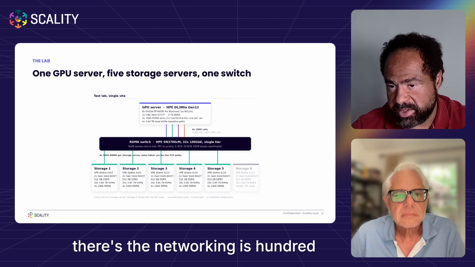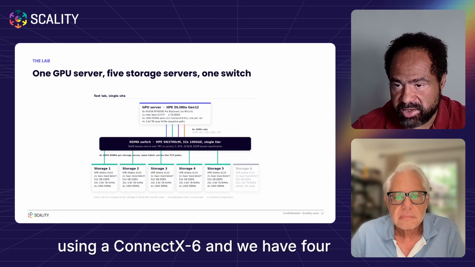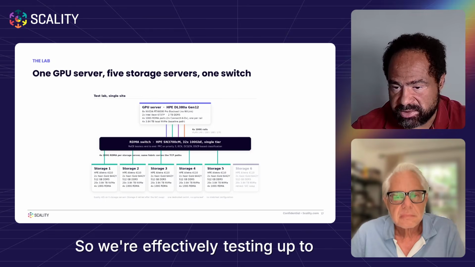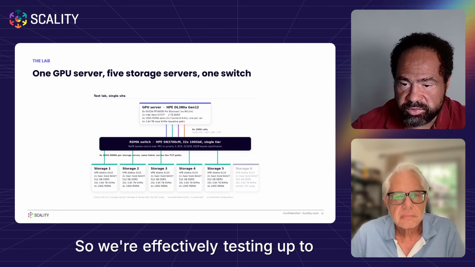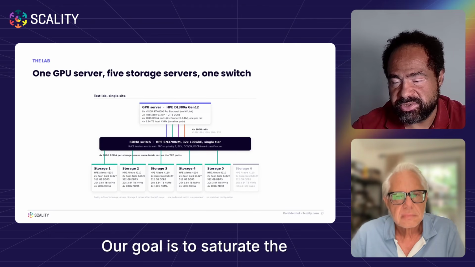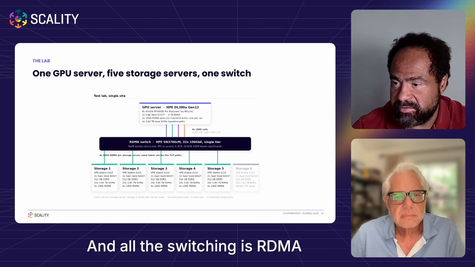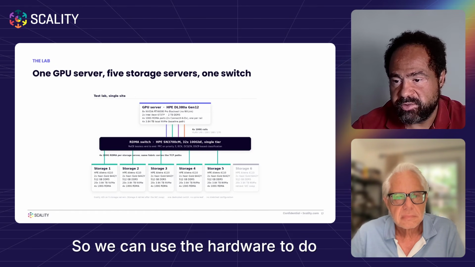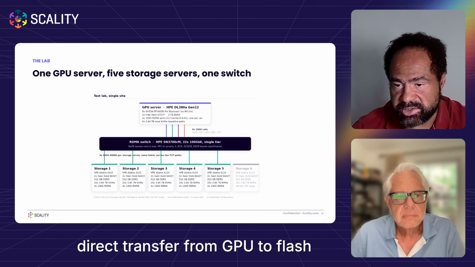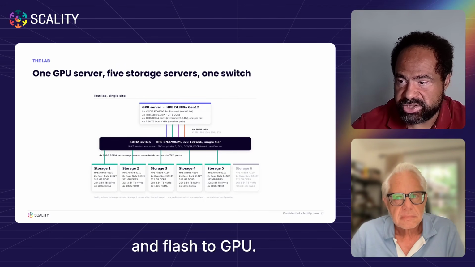The networking is 100 gigabit, using ConnectX-6, and we have 4 of them, 4 links per machine. So we're effectively testing up to 4 times 100 gigabit. Our goal is to saturate the network, and we can do that thanks to RDMA. All the switching is RDMA enabled, so we can use the hardware to do direct transfer from GPU to flash and flash to GPU.